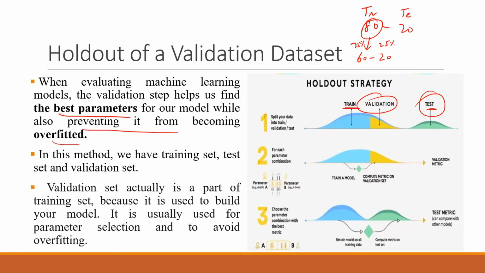In this method, we have a training set, test set, and validation set. So we have three things in this holdout method of a validation data set. This validation set actually is a part of the training set only, and it is used to build your model. It is used for parameter selection and to avoid overfitting. So this is a good technique that will help you to reduce overfitting.